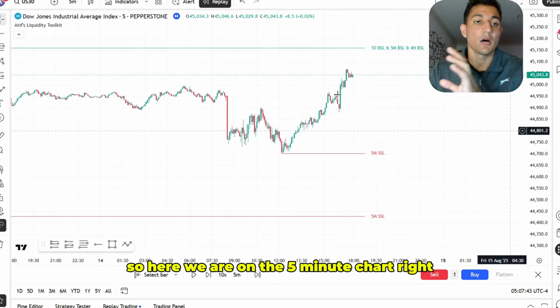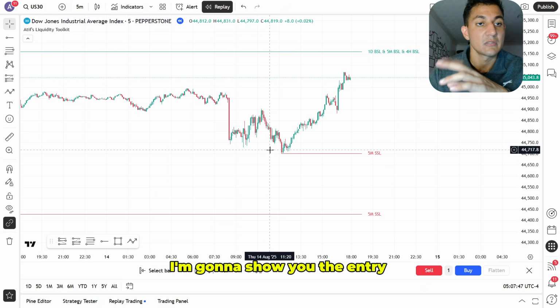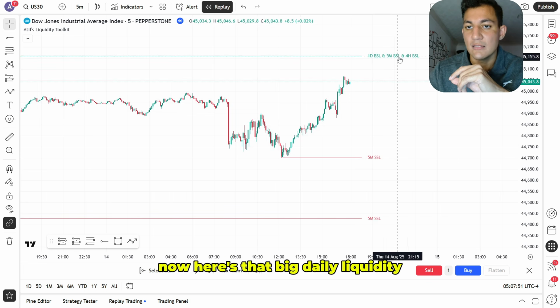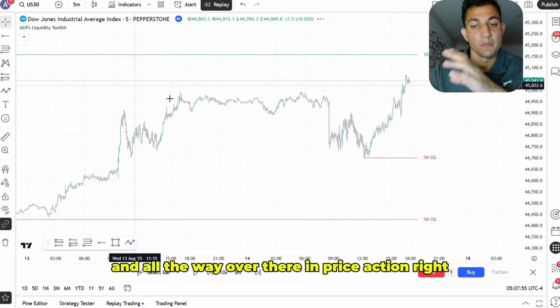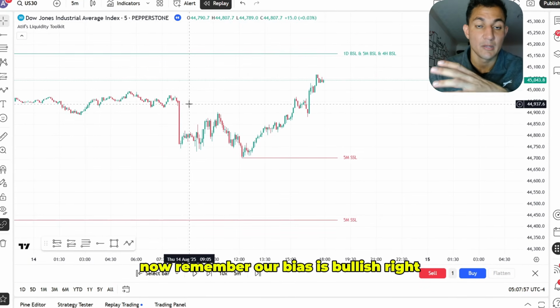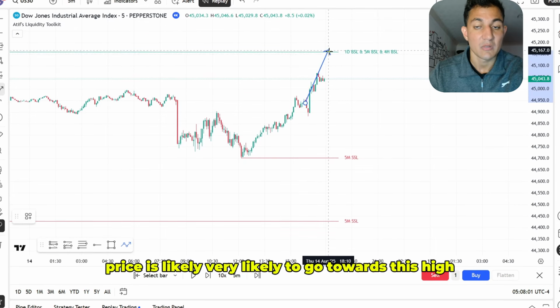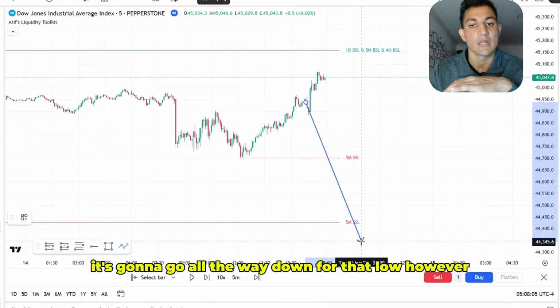Okay, so here we are on the 5-minute chart, right? And let's just imagine you want to trade the 5-minute or even the 1-minute chart, because I'm going to show you the entry on the 1-minute chart. Now here's that big daily liquidity, that 4-hour high that we were talking about, all the way over there in price action, right? What we just talked about. Now remember, our bias is bullish, right? Price is likely, very likely to go towards this high. Like we said, very unlikely it's going to go all the way down for that low.